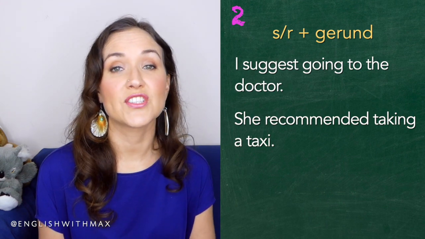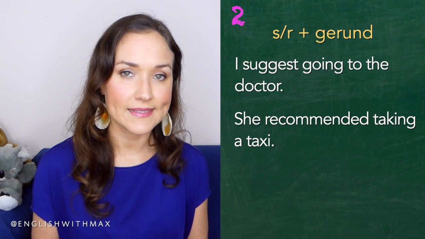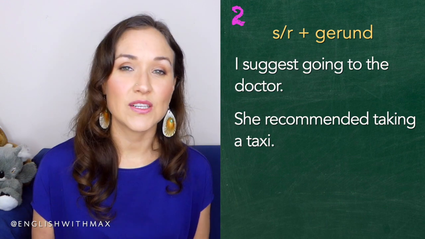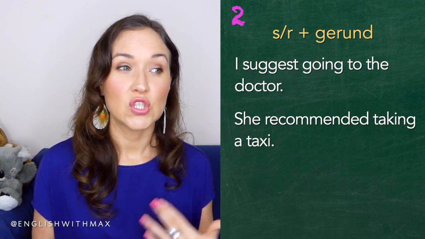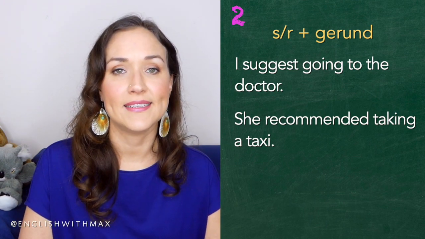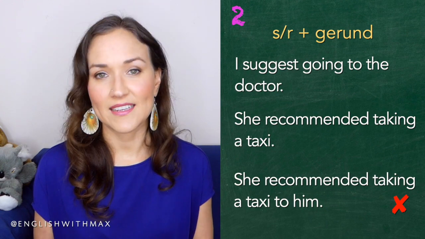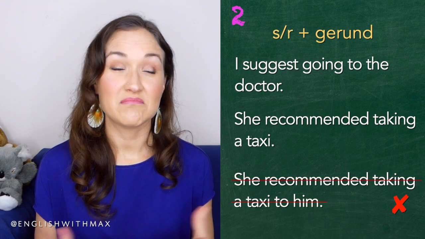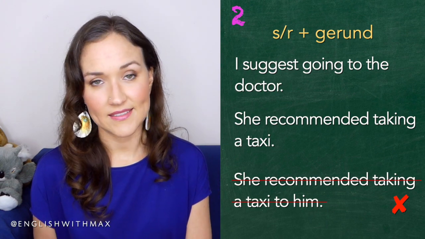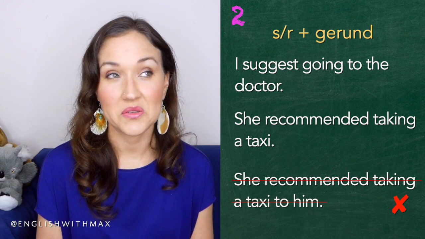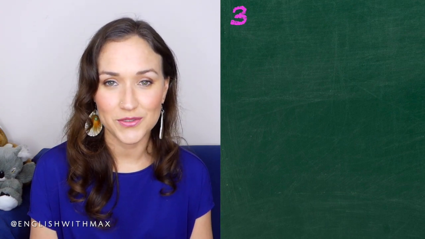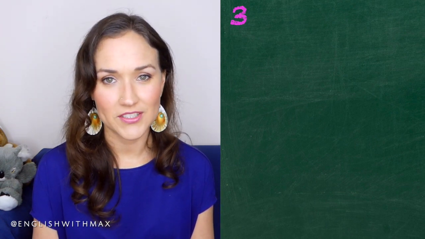We normally use this structure if it is clear from the context whom the suggestion is for. Unlike in the first structure, you cannot add to me or to him or to Frank. For example, you can't say, she recommended taking a taxi to him. That's not grammatically correct. It's just, she recommended taking a taxi. The context will indicate whom the advice is for. If you want to specify whom the suggestion is for, you need to use a different structure.